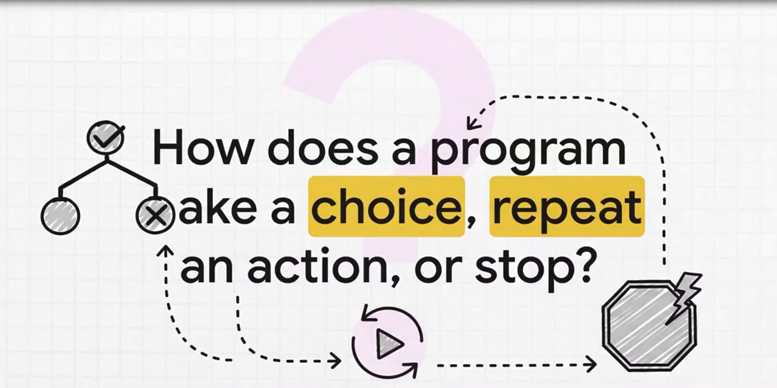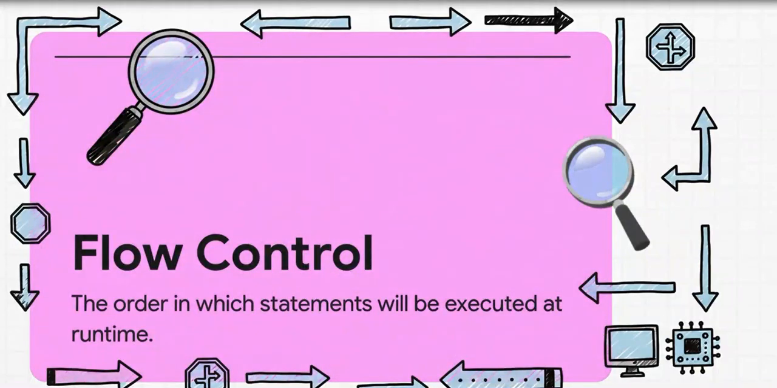So that brings up a big question, right? How does a program actually choose what to do? Or how does it know to repeat something a bunch of times? Or, when to just stop? The answer to all of that is a core concept called flow control. Simply put, flow control is what dictates the order in which your code runs.